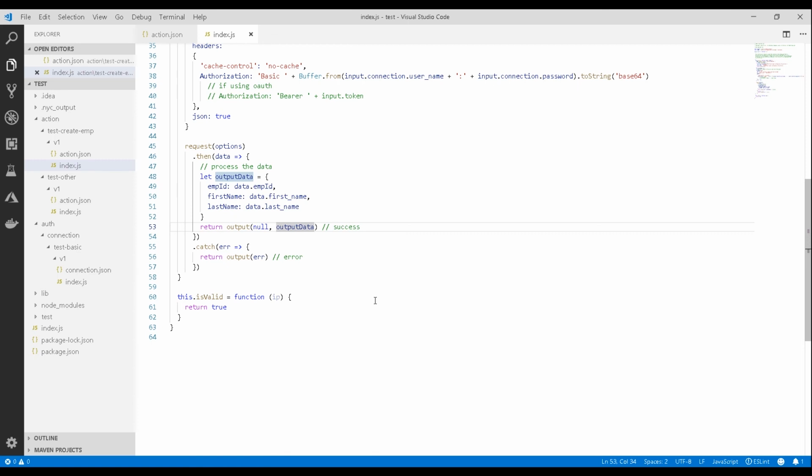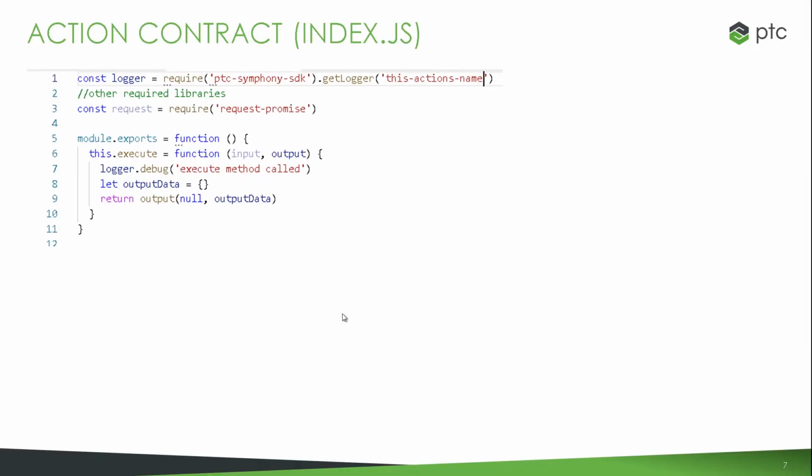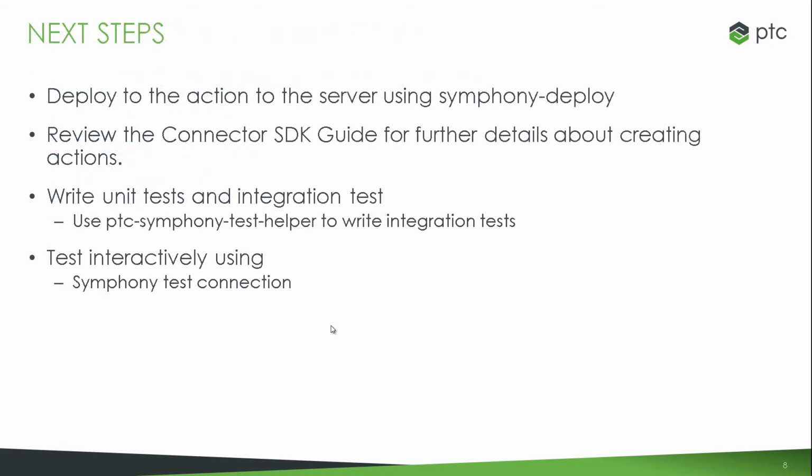So that is all that is required to create a new action. Now let's take a look at the next steps. The next step, we would deploy this action to the server using the Symphony deploy command. You should take a look at the connector SDK documentation to find out how to do it. You will also find more information about the different types of data types and formats within the guide.